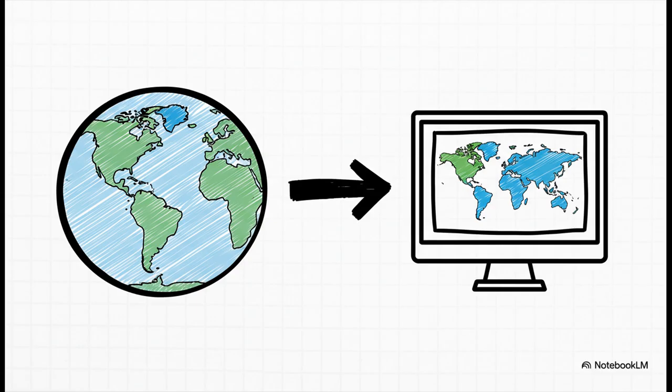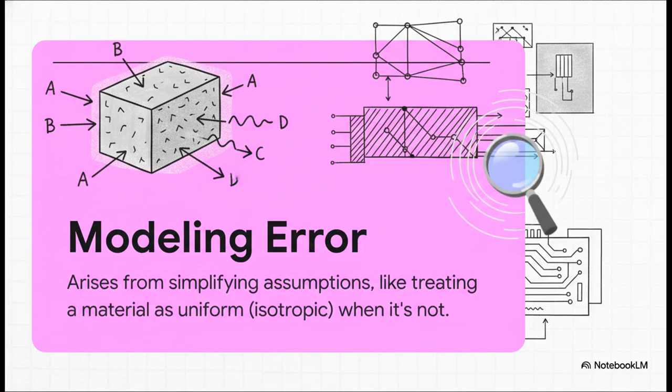So right from the get-go, we have to make a choice, a simplification, just to get started. We're intentionally leaving out some of reality's complexity. This is what's known as modeling error, and it happens before anyone even writes a single line of code. It's when a scientist, for example, assumes a material behaves the same in all directions. The fancy word is isotropic. When in the real world, its properties might be totally different depending on which way you push on it. This isn't a mistake in the calculation. It's a flaw in the original blueprint.